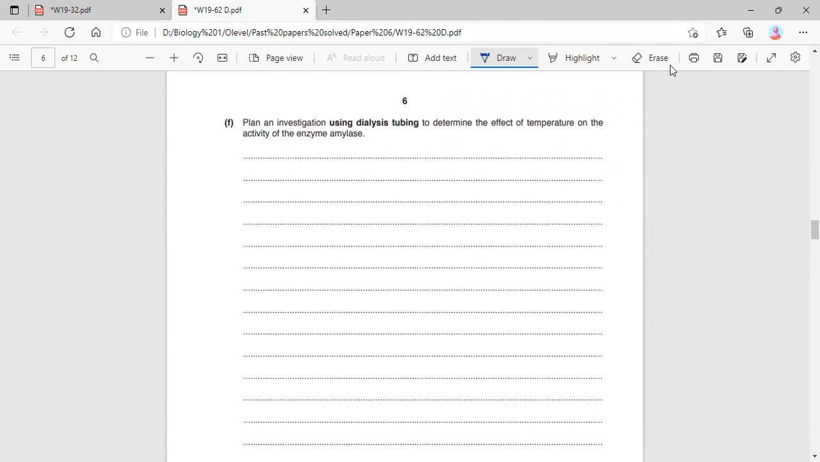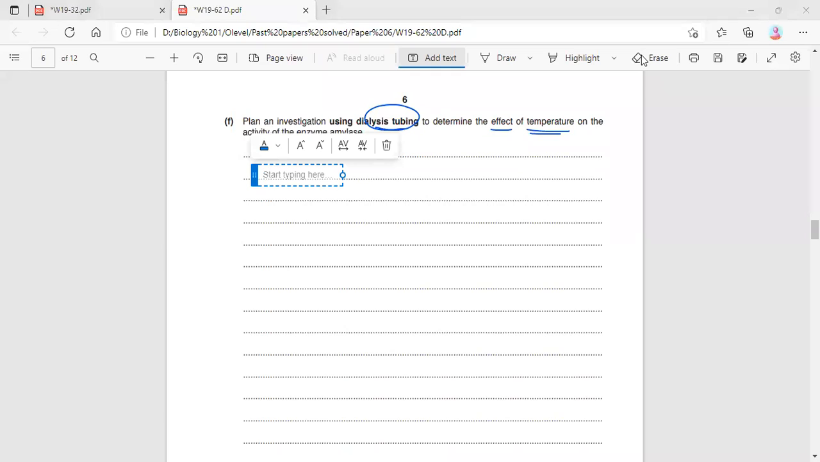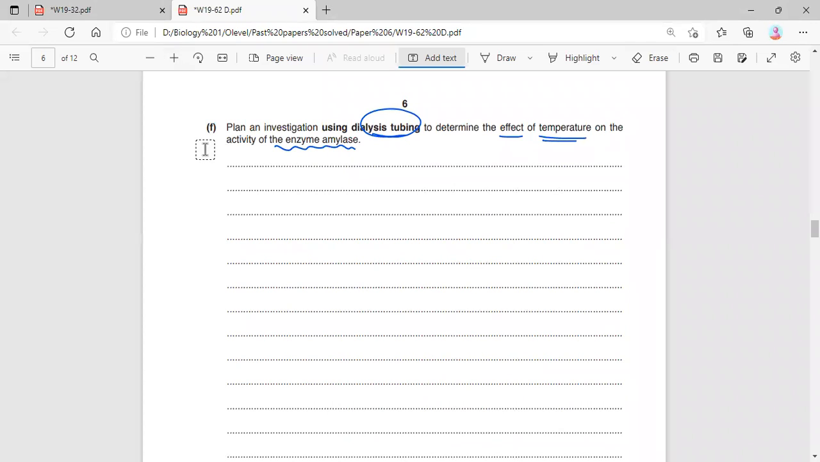Okay. Plan an investigation using the dialysis tubing to determine the effect of temperature on the activity of the enzyme amylase. Again, in this investigation, you want to test the effect of temperature on the activity of the amylase. So you will do something like the experiment he did, but you will change a few things. Number one, you always tell him how many test tubes you will bring, for example. So we said use 5 test tubes.